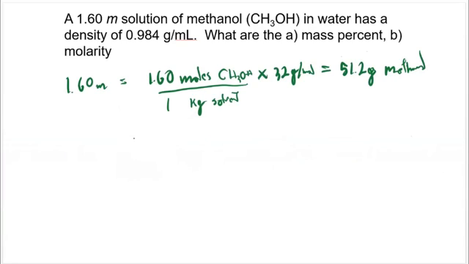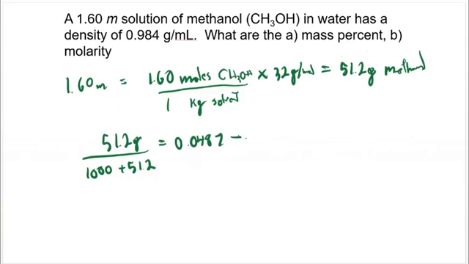For the mass percent, we can take that 51.2 grams, divide it by the total grams, not just the solvent, because mass percent is the mass of the solute divided by the mass of the solution. We know that from this 1.6 molal, 1 kilogram of the solvent is there, but the total solution is going to be 1,000 grams, which is 1 kilogram, plus that mass of the solute, which is 51.2, and this is going to equal 0.0487, and that can be converted to a percent of 4.87%.